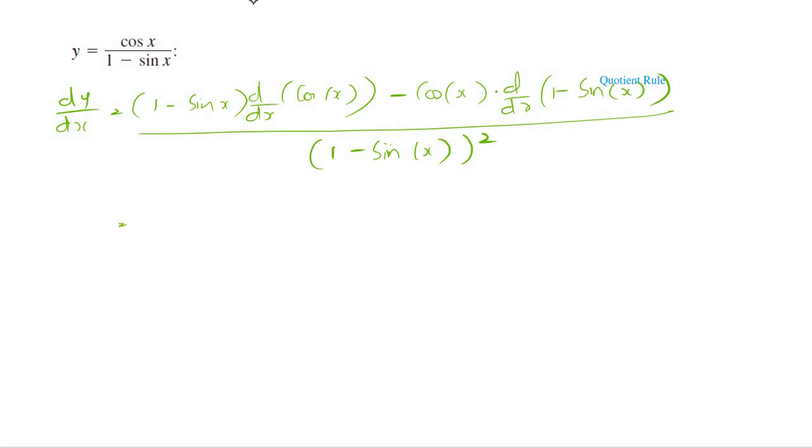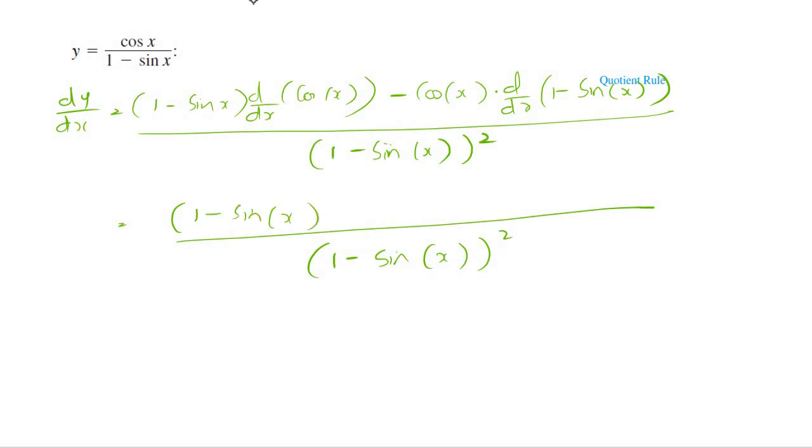So we'll write the denominator, 1 minus sin x squared, and we write this the same as well, 1 minus sin x, and we know the differentiation of cos x is minus sin x. Then we have cos x, and the differentiation of 1 is 0, and we have 0 minus the differentiation of sin x, which is cos x.